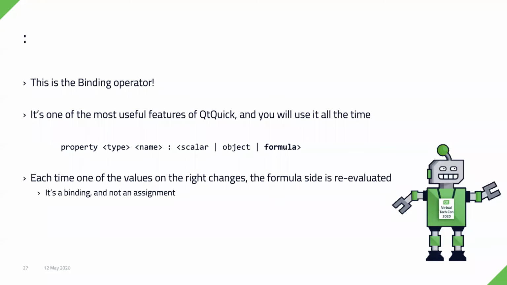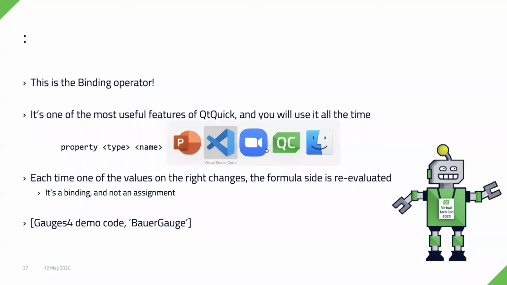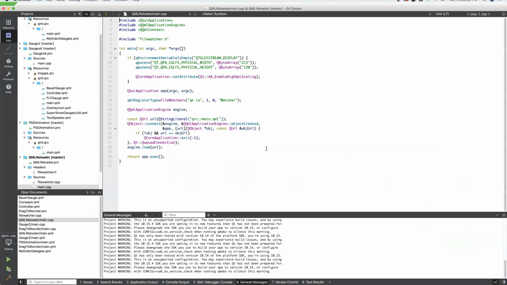And the fantastic thing about binding operators rather than assignment operators is that when a value that's in the formula changes, the result is reevaluated, so you'll get to see it changing live in the code. And that's where QML starts to get really, really powerful. Let's take a quick look at that. I have a demo to show you some of the binding.